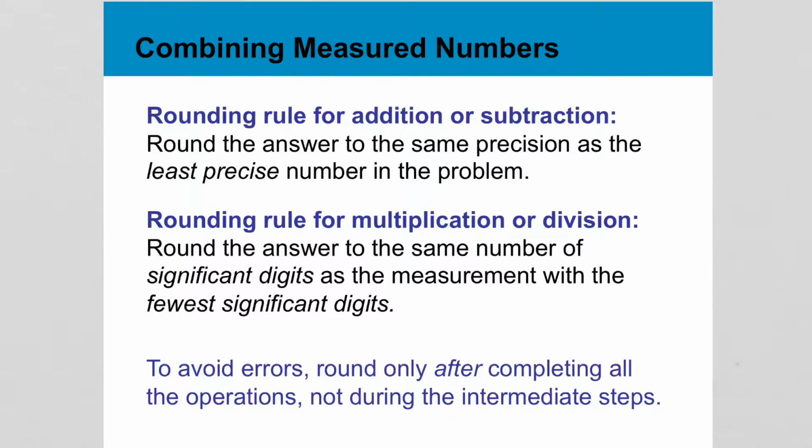To avoid errors, round only after completing all the steps, not during the intermediate. So if you're using your calculator to go through, and of course it's rounding to a certain extent, but you want to use all the decimals it gives you until you get to the very end.